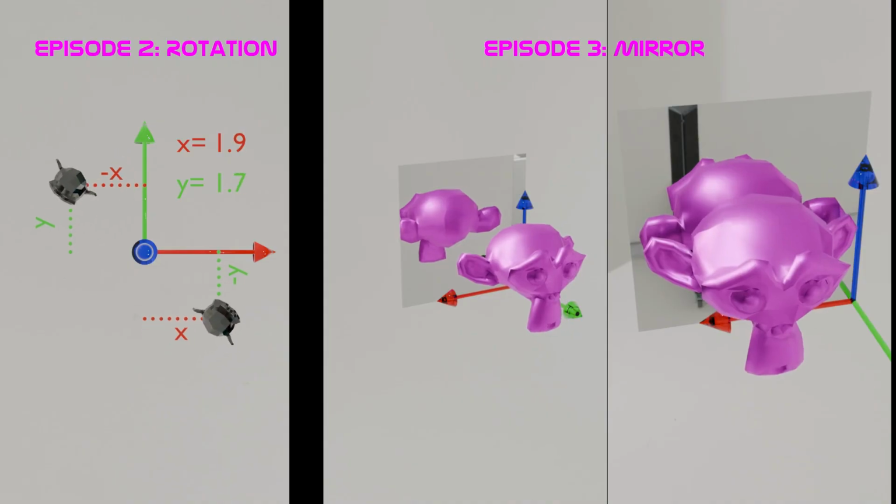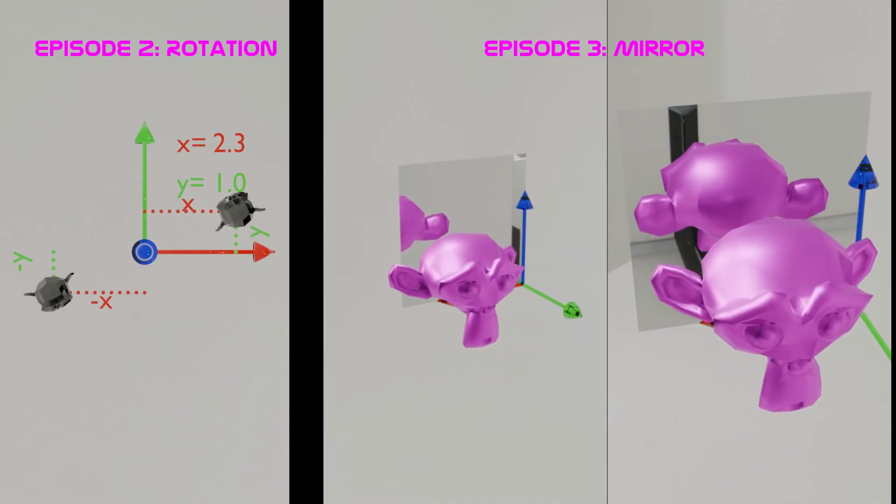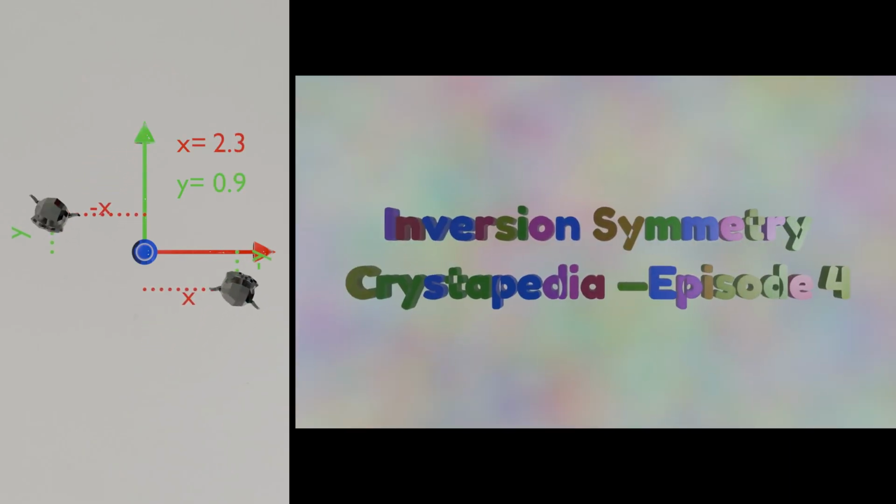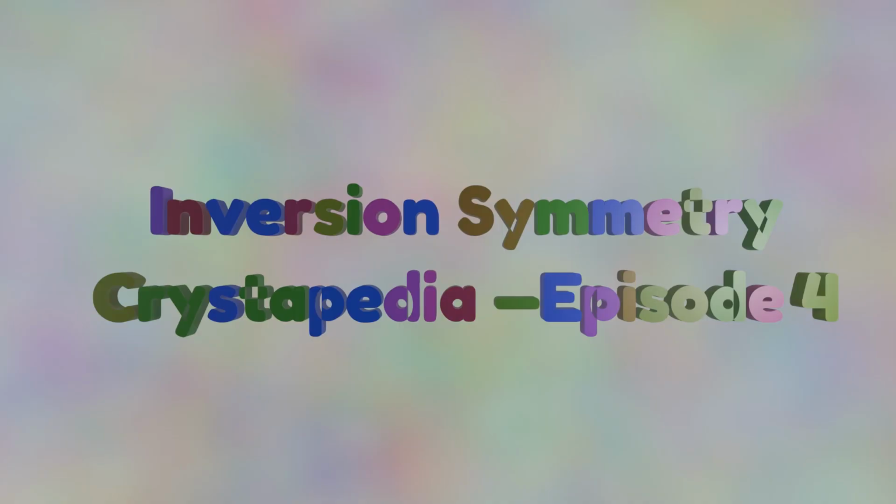There is a point. And through that point, everything becomes its opposite. In the last 2 episodes, we explored what symmetry looks like when you rotate and when you mirror. But there is a third operation. It needs no axis, no plane, only a single point. Let us start with what we already know.